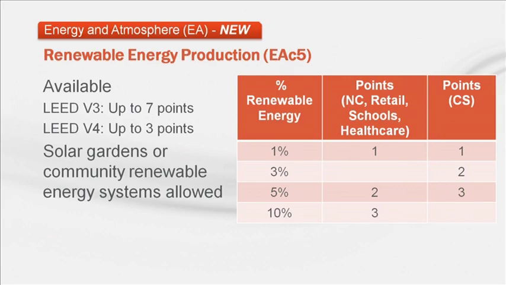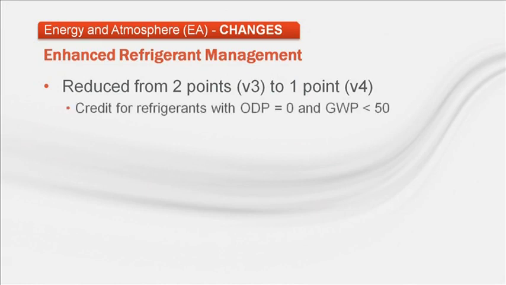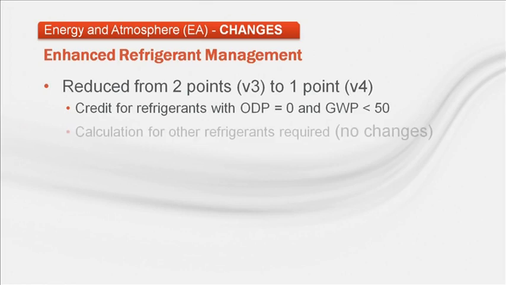Enhanced refrigerant management had very few changes. The number of points went from 2 in version 3 to 1 in version 4. An additional change is that if all equipment on a project uses refrigerants with 0 ODP and less than 50 GWP, the credit is given. If other refrigerants are used, a calculation must be performed, but there are no changes from the V3 equation.